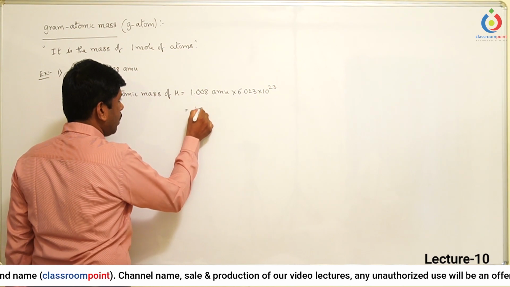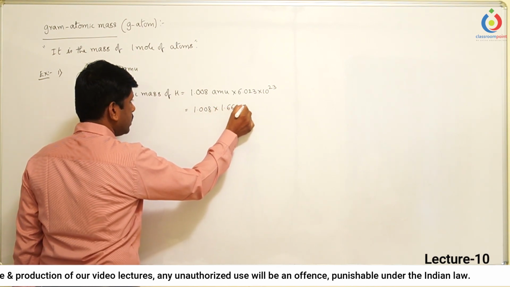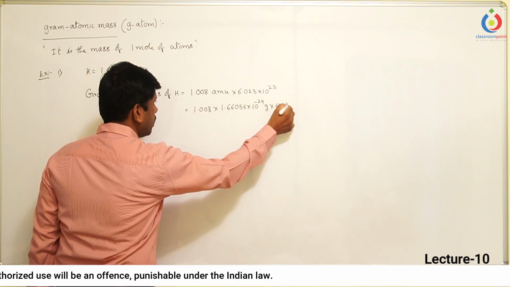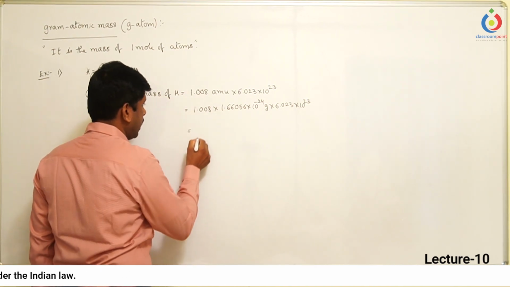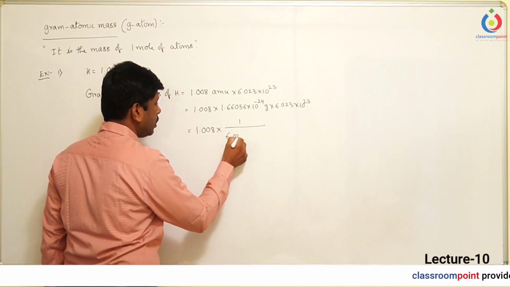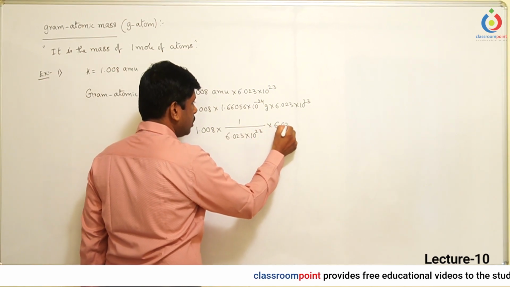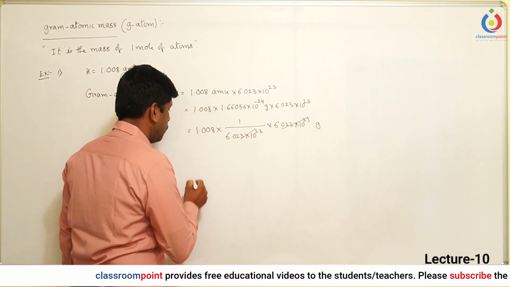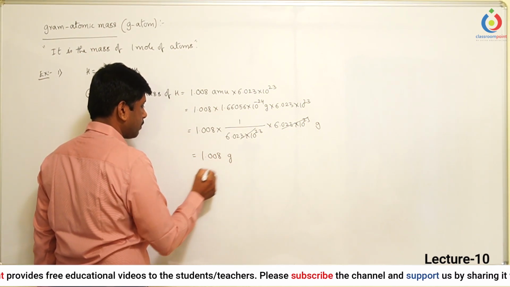So let us write this value, 1.008 into AMU, which means 1.66056 into 10 power minus 24 grams, into 6.023 into 10 power 23. And this value can also be written as 1.008 into 1 upon 6.023 into 10 power 23, into 6.023 into 10 power 23 grams. This value cancels out. The final answer comes again as the same number 1.008 but in grams.